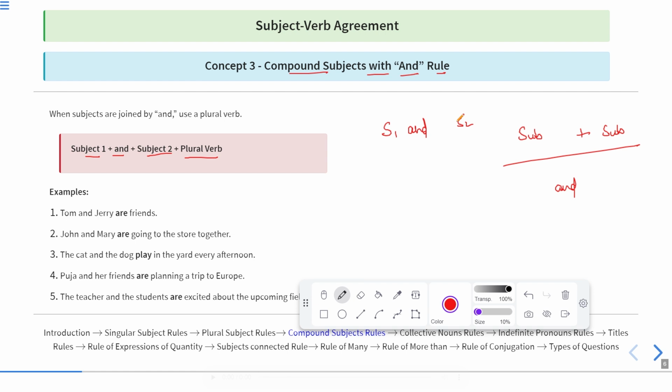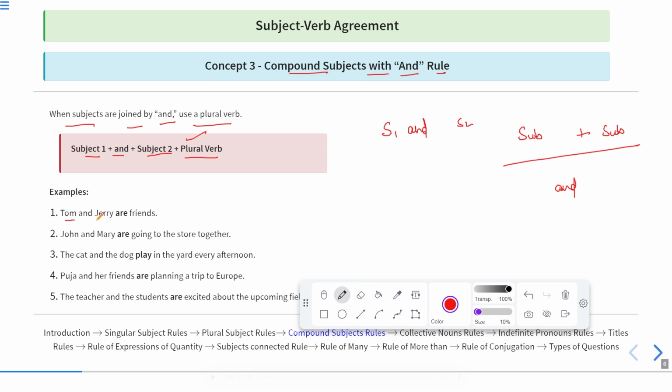Okay. Now, if I add two things together with the help of and, both the persons which we are adding, they both are different from each other. And if they are different, obviously they are more than one. And if they are more than one, they must be two. And two is always plural. So, in case of plural subject, we know well that we have to use plural verb. That is the simple concept. So here subject 1 and subject 2, we will add plural verb with it. Okay, when subjects are joined by and, use a plural verb.